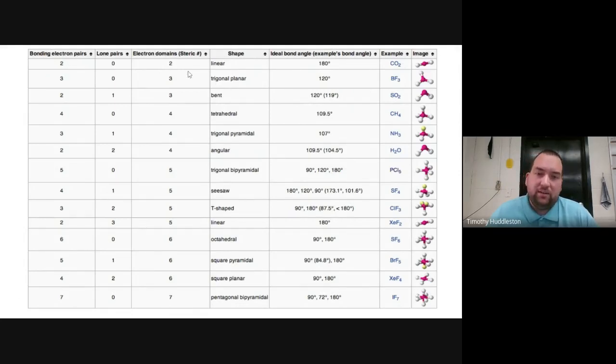You don't really need to know what the steric number is. Bond angles. You will need to know these, okay? So just kind of get acquainted with them. You need to know these first.